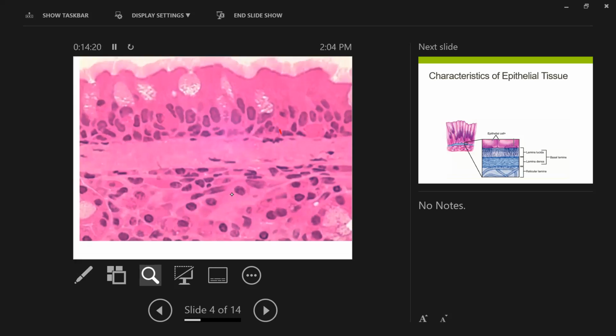All those little circles are not cells. All those little circles are nuclei. Every single one of them.